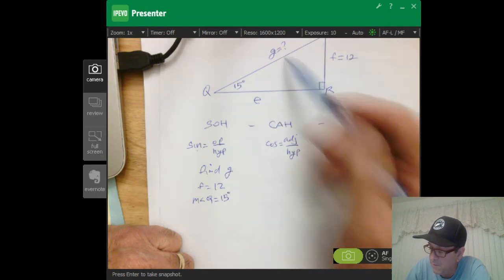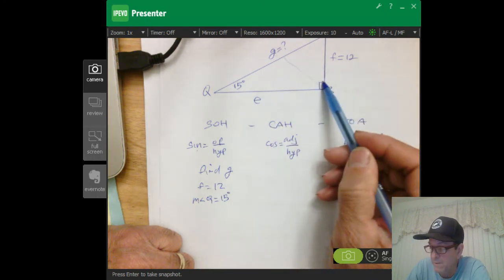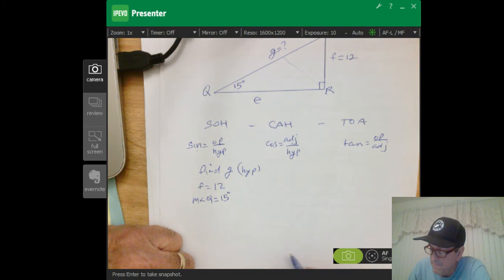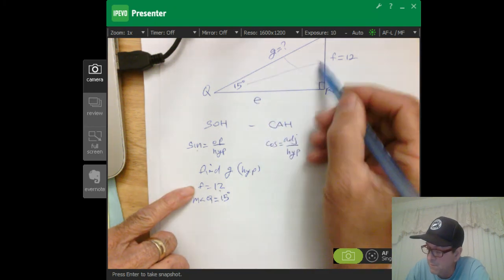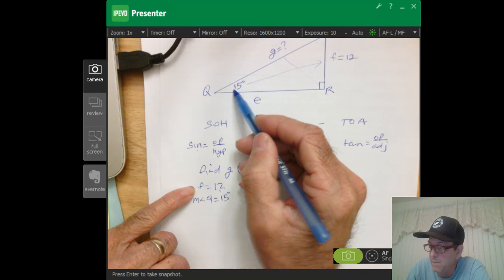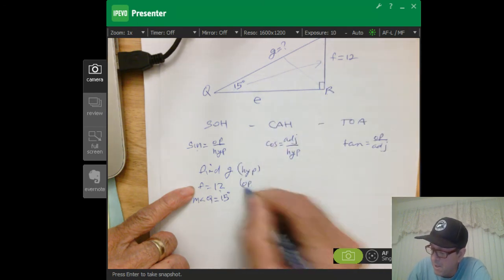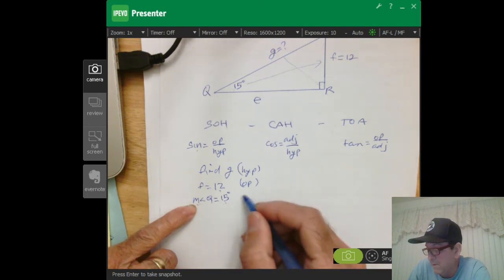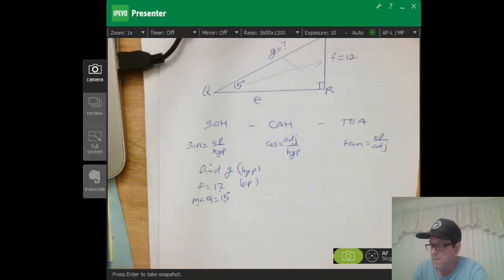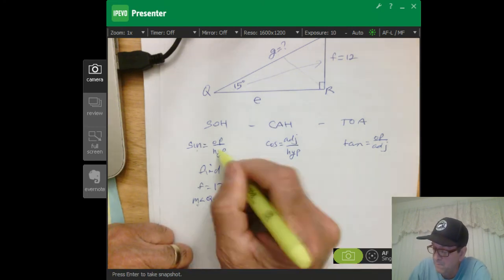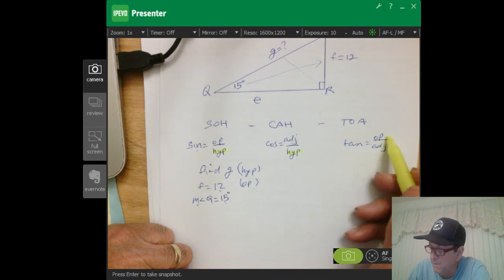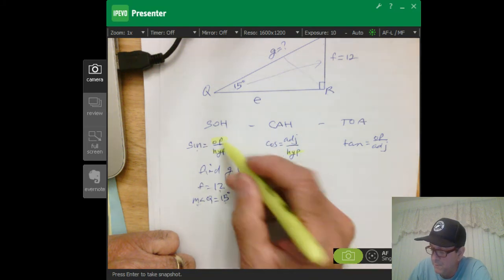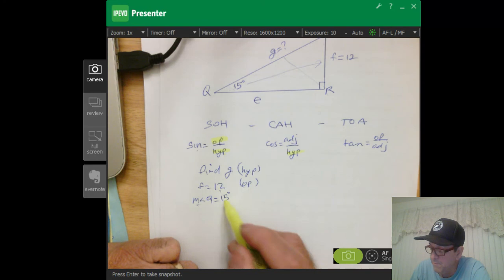So G, well, it's straight across from angle R, which is where the right angle is located. G is our hypotenuse. 12 is directly across from this angle, and so that's the opposite. It's opposite of angle Q. And then measure angle Q is our angle. So we want to look again and figure out, which ones do we have? Hypotenuse is located there, not over here. The opposite, we have it here, but not here. So we're going to be using this one right here.